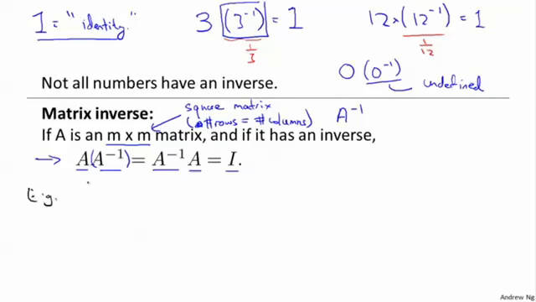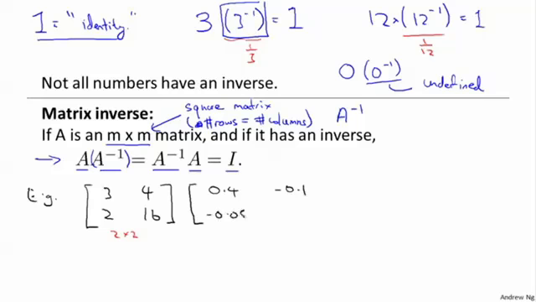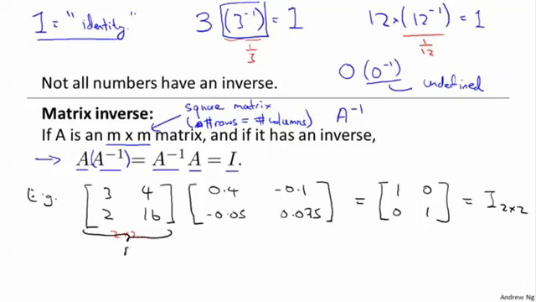So let's say I have a matrix 3, 4, 2, 16. This is a 2 by 2 matrix, so it's a square matrix, and so this matrix could have an inverse. It turns out that I happen to know the inverse of this matrix is 0.4, minus 0.1, minus 0.05, 0.075. And if I multiply these together, what I get is the 2 by 2 identity matrix, I. I can write this as I 2 by 2. On this slide, this matrix is the matrix A, and this matrix is the matrix A inverse. Here I've computed A times A inverse. It turns out if you compute A inverse times A, you also get back the identity matrix.